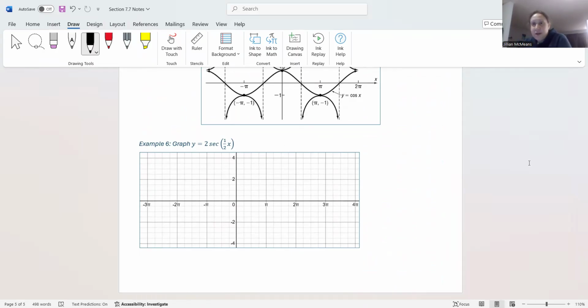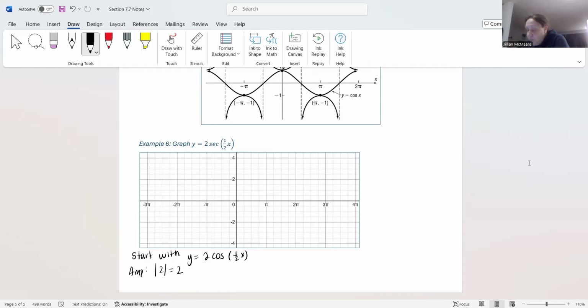So when you're graphing a secant graph, start by graphing the same graph, just replace secant with cosine. So we're going to start with y equals 2 cosine of 1/2 x. In this case, a, the coefficient, is positive, so we are not reflecting about the x-axis. So we don't have a reflection, but we do have an amplitude. The amplitude is the absolute value of 2, or just 2, so that's going to stretch our graph.